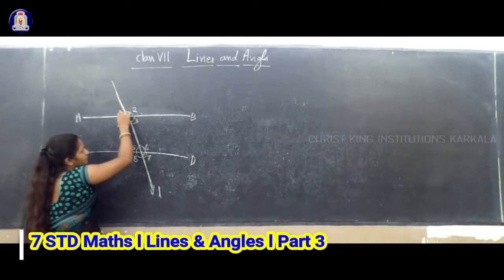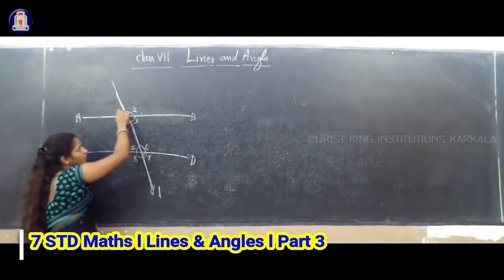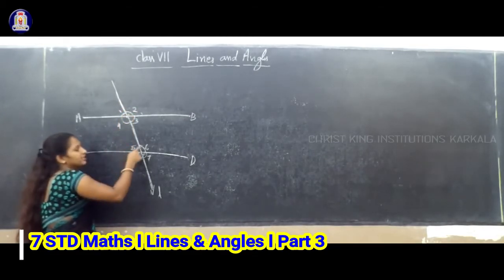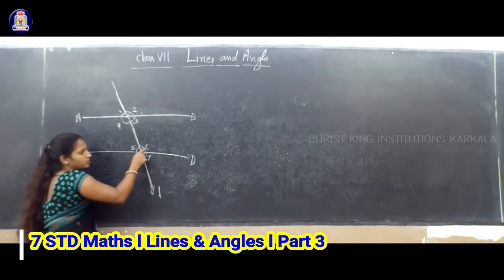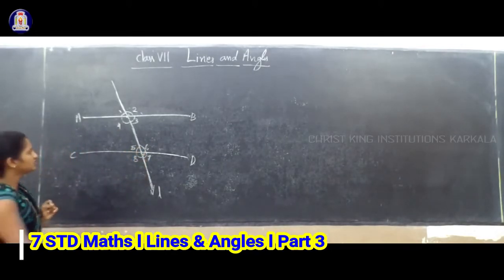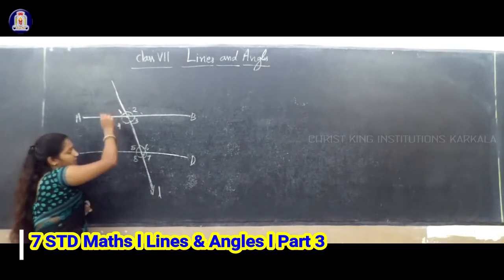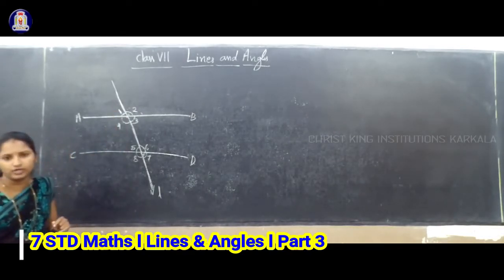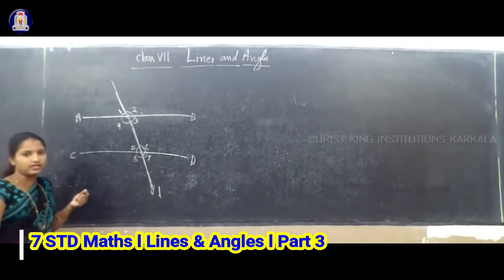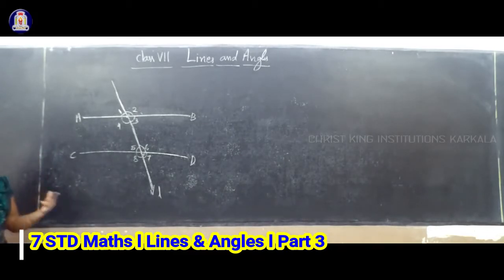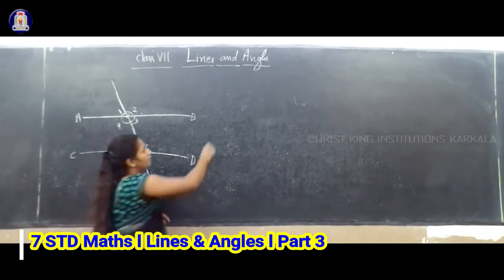See how many angles it will make? 1, 2, 3, 4. Four angles, correct? Then here also 1, 2, 3, 4. So four angles. Now some angles are equal to each other. Which angles are equal and why are they equal? We'll see now. Clear? So first you have to draw parallel lines.